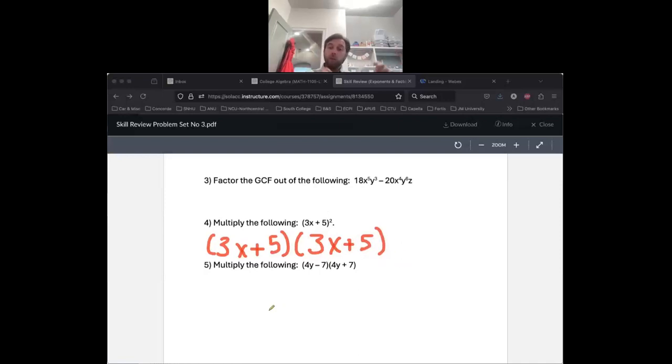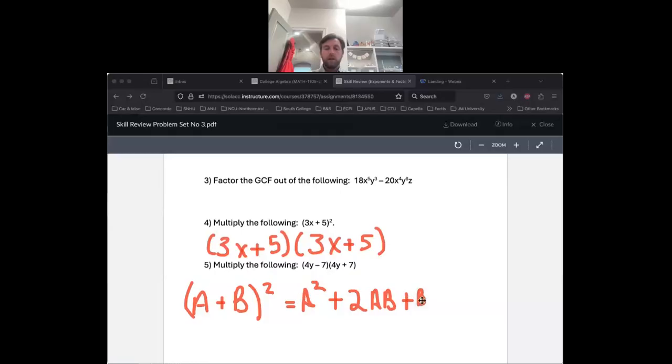Or we talked about one of the special multiplications. Remember, we have the special multiplication of a plus b squared, the format at least, gives us a squared plus 2ab plus b squared. Either way, either one will work on this, okay?